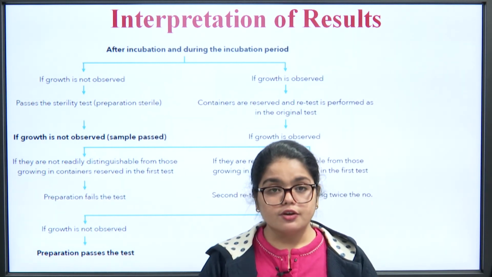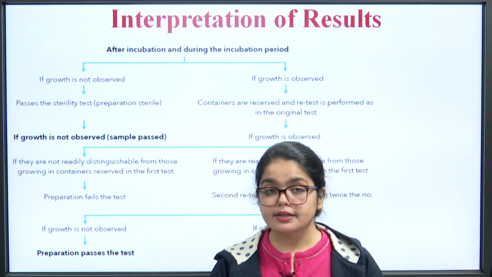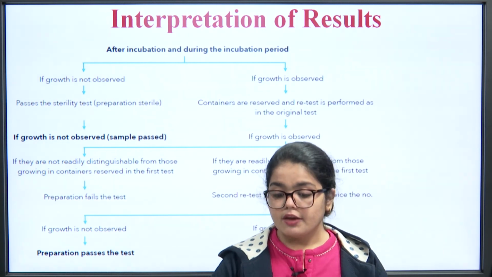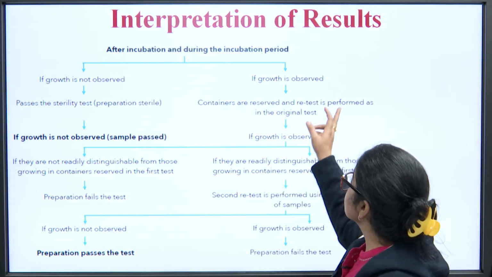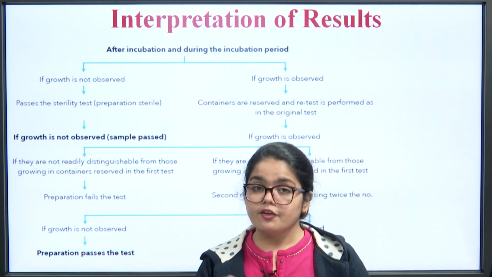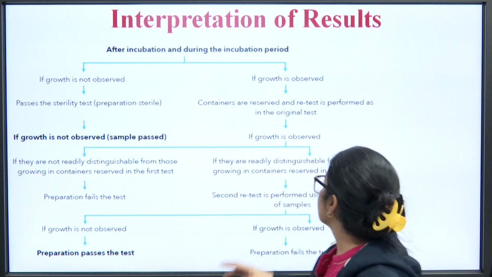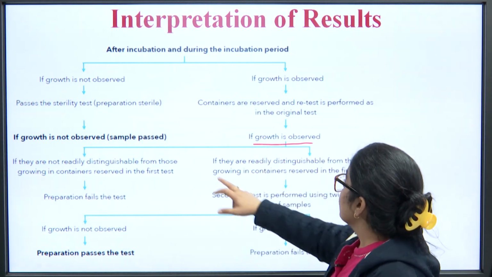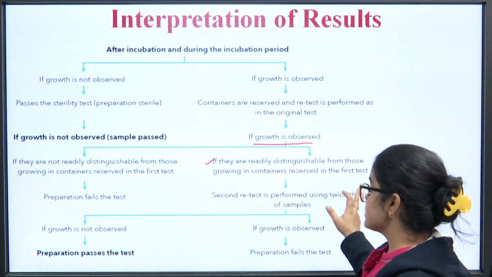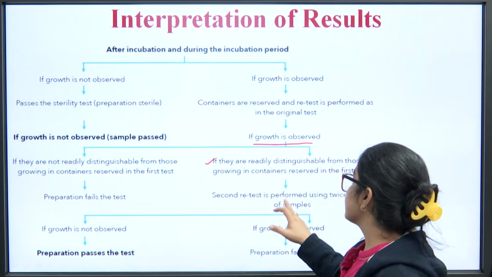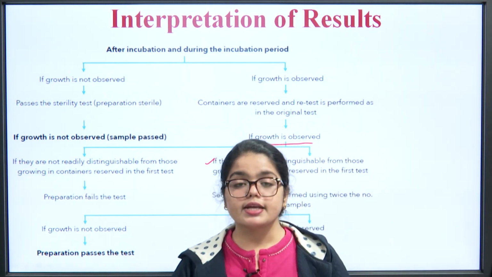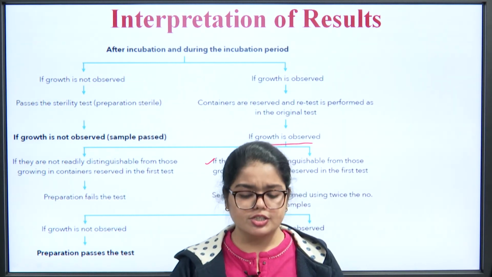If growth is not observed, then it passes the sterility test, and nothing further has to be done. If growth is observed, containers are reserved and a retest is performed. The first test is done, and if growth is found, then a retest is done. After that, if growth is observed and the organisms are readily distinguishable from those growing in the container reserved in the first test, then a second retest is performed using twice the number of samples. We go for a retest in case the slightest microbial contamination is observed.